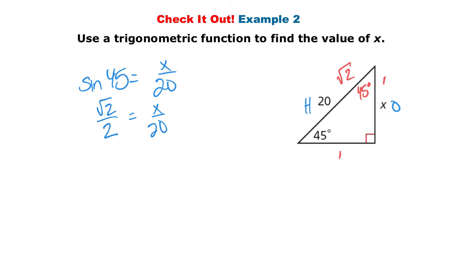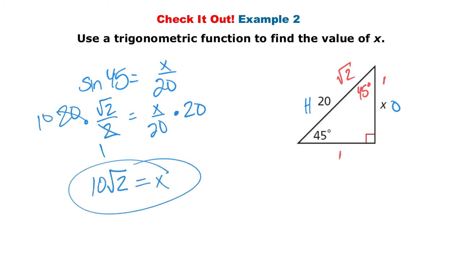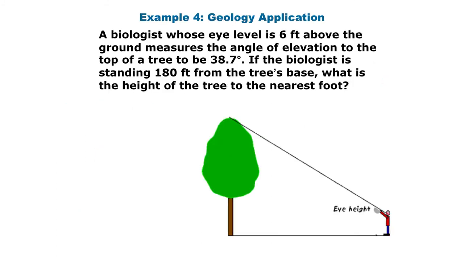And so now I'm just going to get x by itself. I'm going to multiply both sides by 20. And this simplifies over here. So I just end up with 10 times the square root of 2 equals x. And we're going to leave that as an exact value. Don't put it into your calculator and estimate a decimal. Just leave it as an exact value.